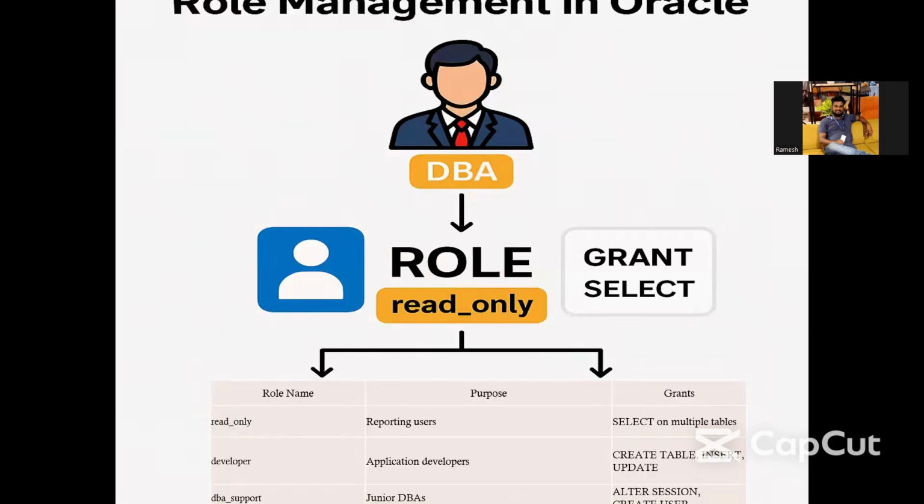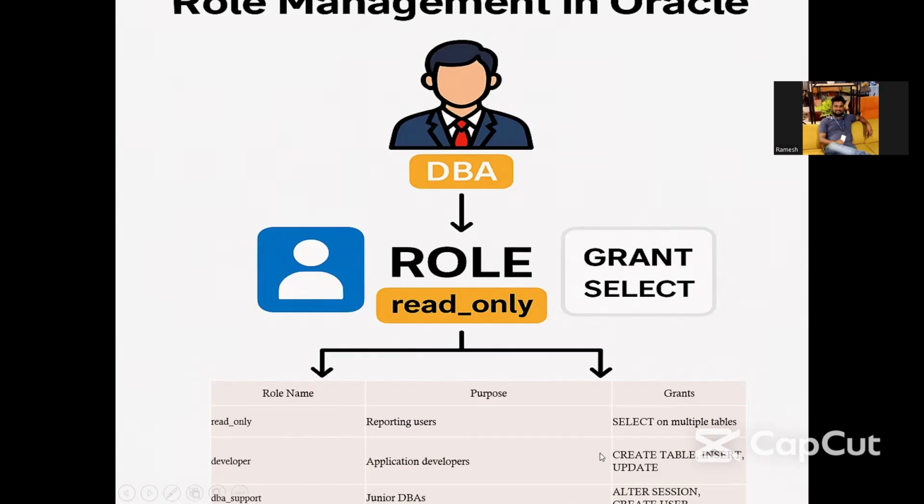See this. Consider these as role names: read only, developer and DBA support. Read only is for reporting users. Inside the read only role we write only SELECT privileges on multiple tables. So if any reporting user comes, we can directly assign the read only role to the user.